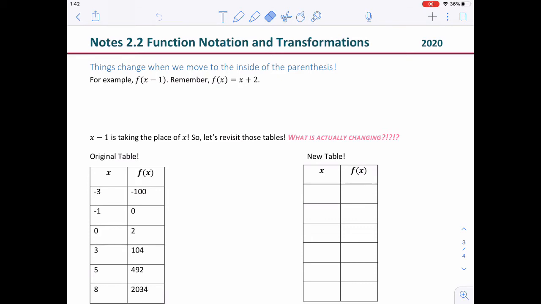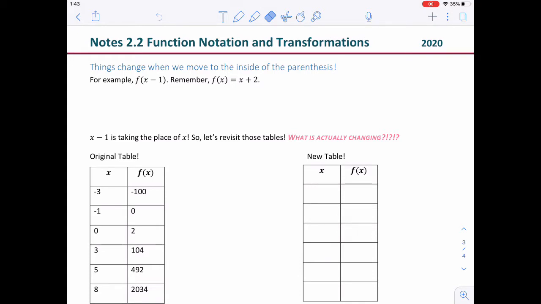So now that we've looked at vertical transformations, let's look at horizontal transformations, or in other words, what's happening when we move inside of our parentheses. So remember when we did vertical transformations, we talked about all of these things are happening outside. So now we're going to move inside.